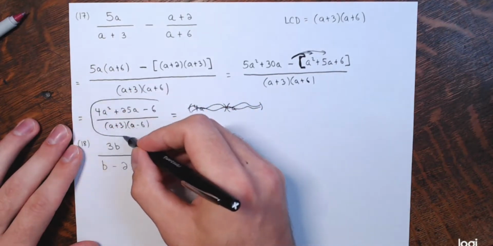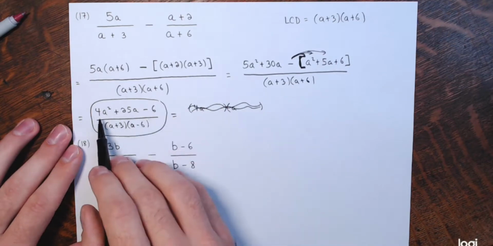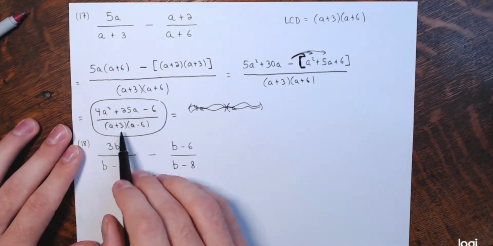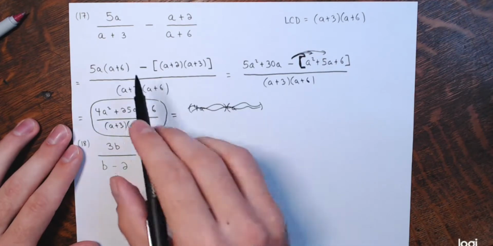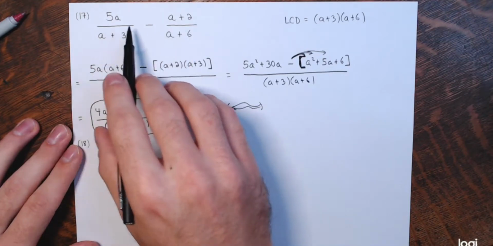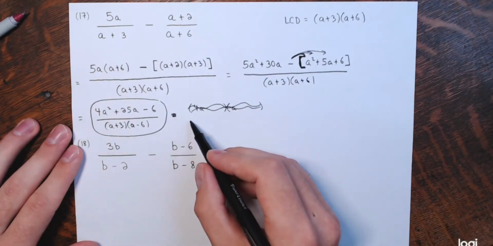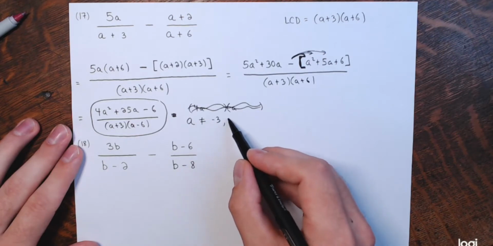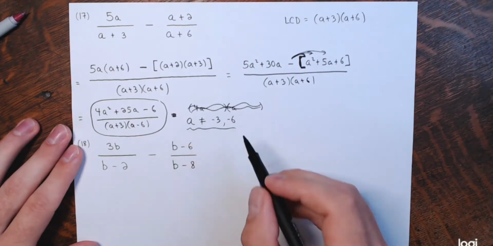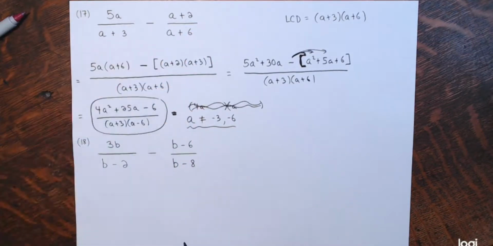This is it. Numerator is factored completely, and there's no 4a squared plus 25a minus 6 as a factor in the denominator, so there's no common factors. That's it. So the value of this difference is the same as the value of this expression, but as long as a is not negative 3 or negative 6. Right? Because if a were negative 3 or negative 6, you'd have denominators of 0.